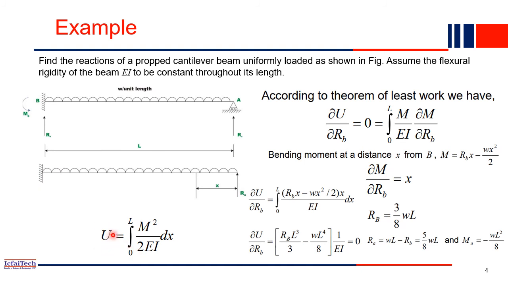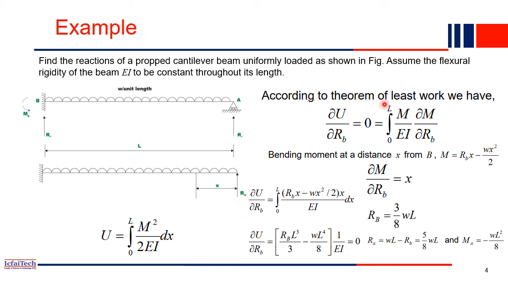So what is the total strain energy? We know the total strain energy in this beam will be the integration from 0 to L of M squared by 2EI dx. So we derived this expression. We know the total strain energy because of this UDL will be that much. According to the least work theorem, which one is the redundant force? The redundant force is the one we removed, RA. We removed RA and made our beam a determinate beam, so our redundant force is RA.